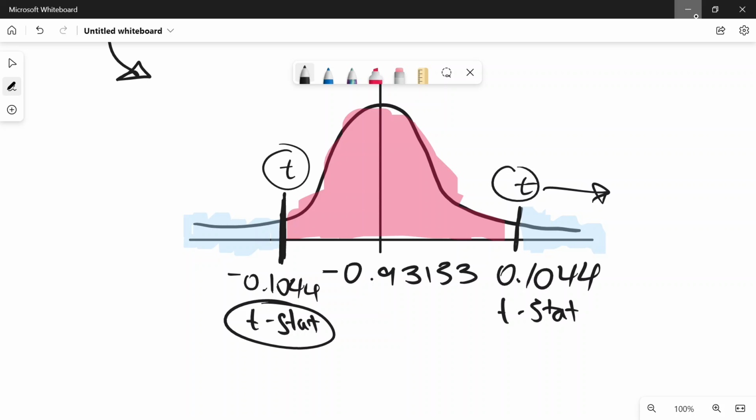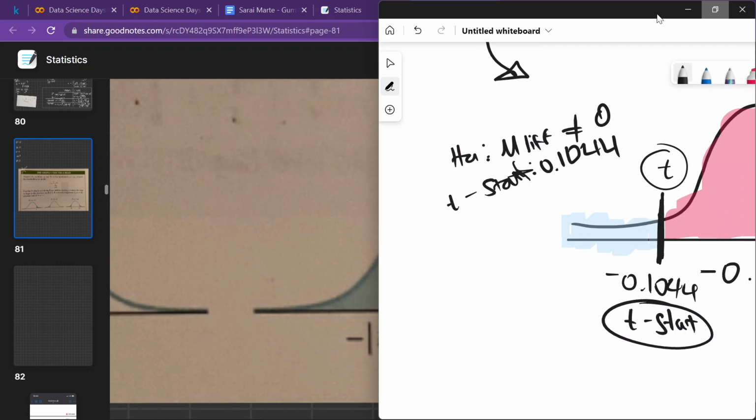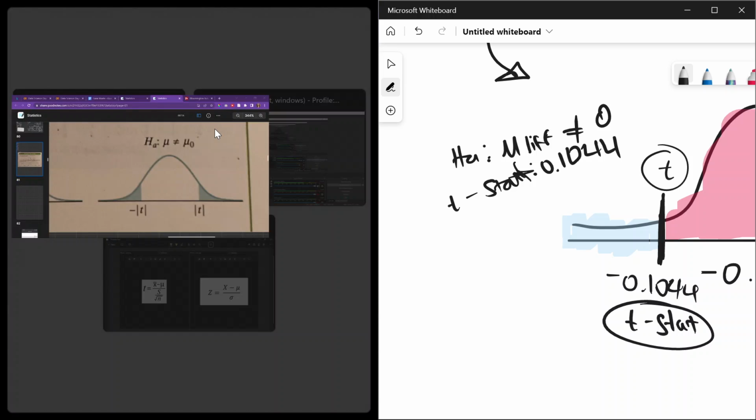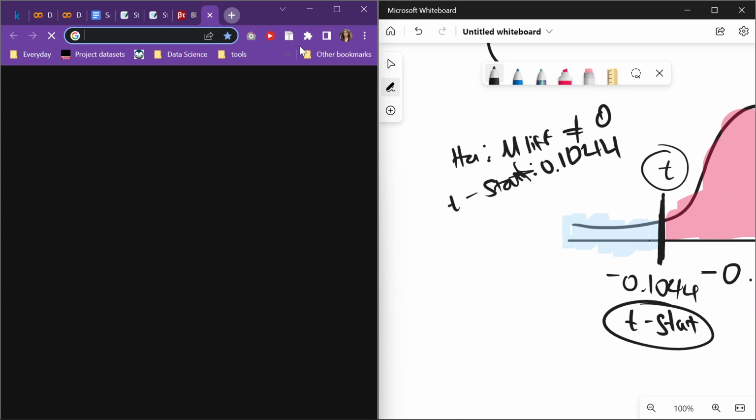Hold on. Wait. Because if our alternative hypothesis is that mu difference is not equal to 0, and we have a test statistic, our t stat of 0.144, what is the interpretation of a test statistic?